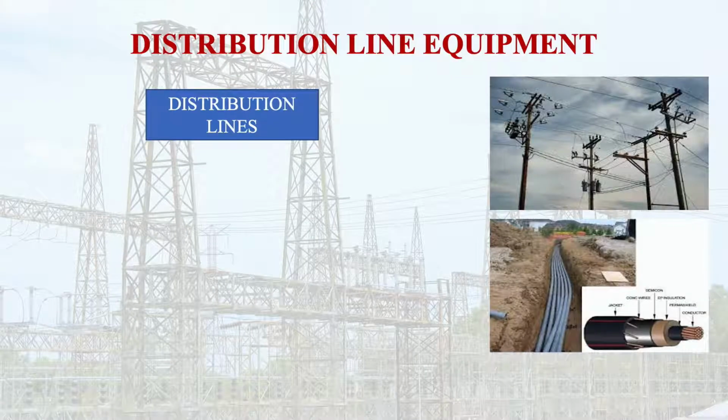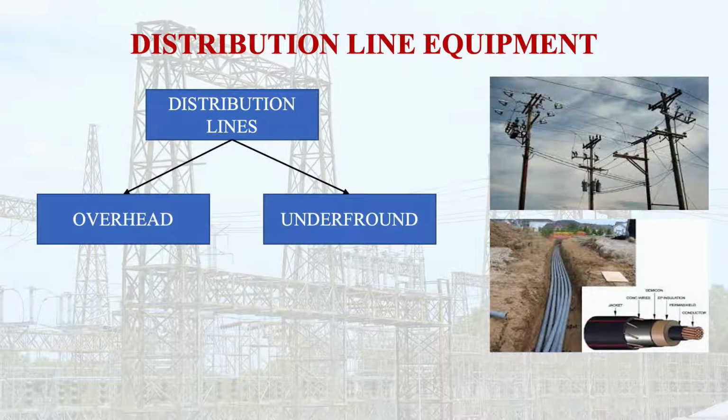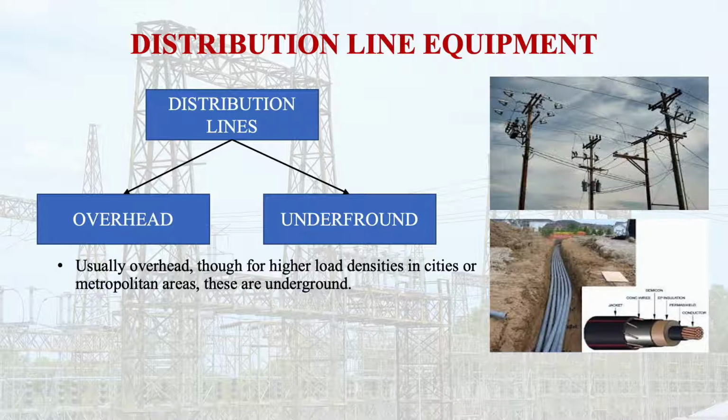Primary distribution lines feed the HT consumers and distribution transformers. The distribution transformers feed the low voltage distribution networks, which are the secondary distribution lines. Hence we can say the low voltage distribution network, which is called the LV network, is the last link connecting to the consumers. So the distribution line can be either overhead lines or underground lines. These are usually overhead, though for higher load densities in cities or metropolitan areas, these are underground.